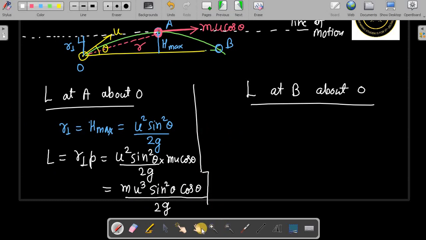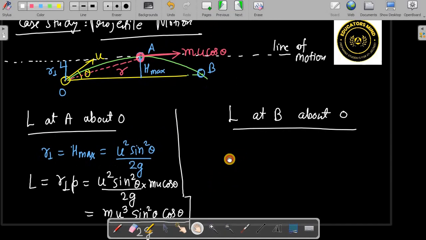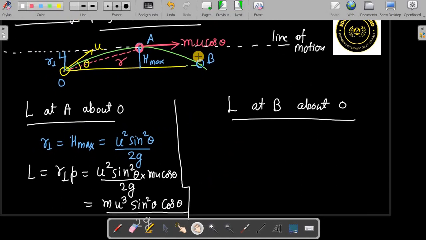Similarly, in the second case, you want the angular momentum about the point. Now you see here the momentum will be m into u, because with the same speed it will be reaching the ground, right? And what is R here? R will be this one. This is R. Of course, R is capital R here, which is the range. Also note that this angle will be the same, theta, when it is hitting.